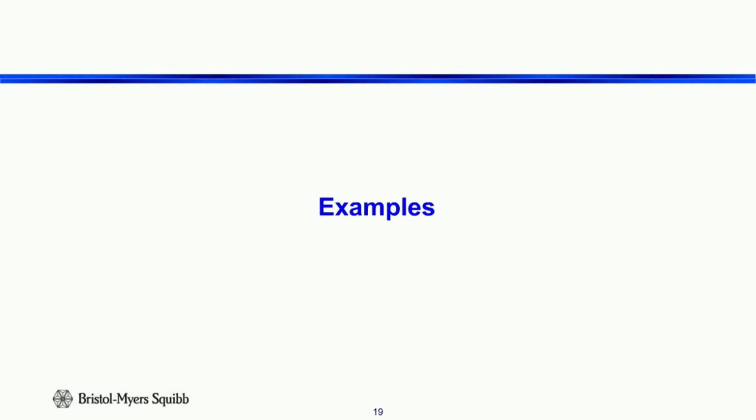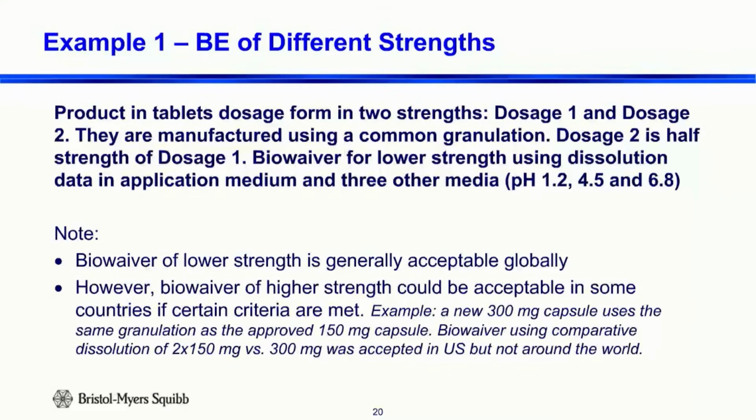So let's go through some examples. As I said, there are 2 often made changes post-approval. One is additional strengths, the other is site change. So that's why I'm providing 2 examples, one of each.